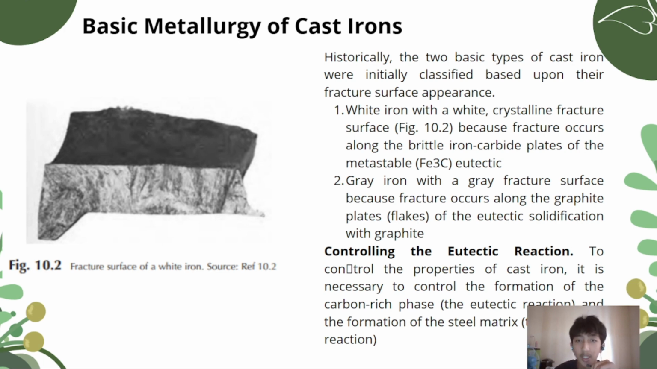The second is gray iron, with a gray fracture surface, because fracture occurs along the graphite plates or flakes of the eutectic solidified with graphite. Okay, controlling the eutectic reaction. To control the properties of cast iron, it is necessary to control the formation of the carbon-rich phase, or the eutectic reaction, and the transformation of the steel matrix, or the eutectoid reaction.